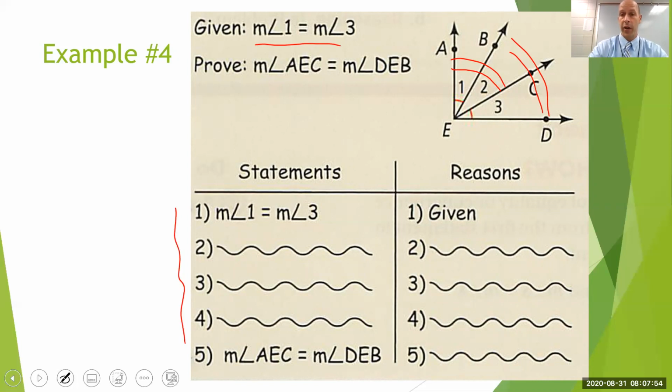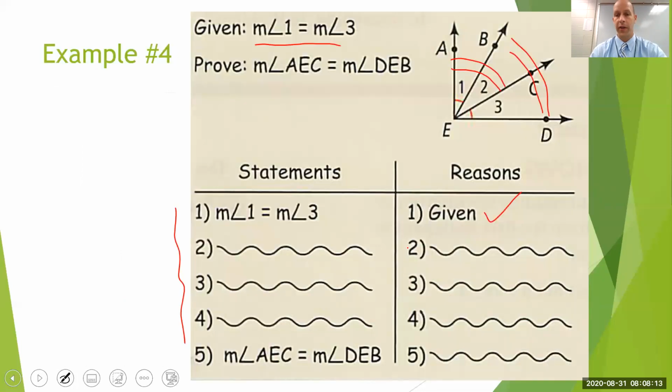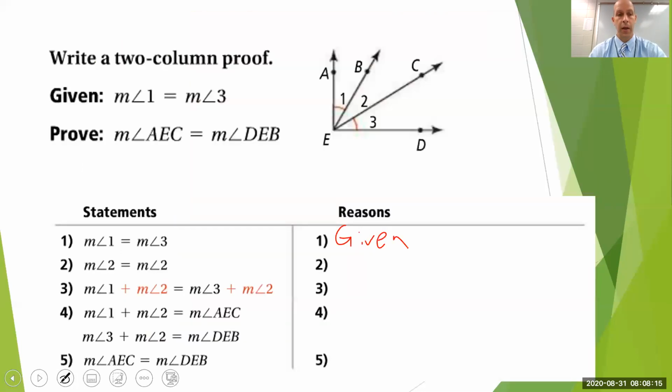So the first thing is given. We talked about that. That's an easy one. But now you've got to go from there. All right. So here is my completed proof, the way that I did it. It says that the measure of angle 1 equals the measure of angle 3. Well, that was already given to us, right? That was given. Again, if we go back and look at our previous slide, I gave you that one. And I filled in all the statements.